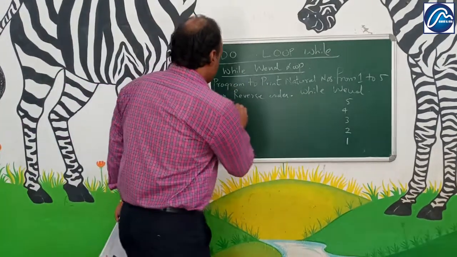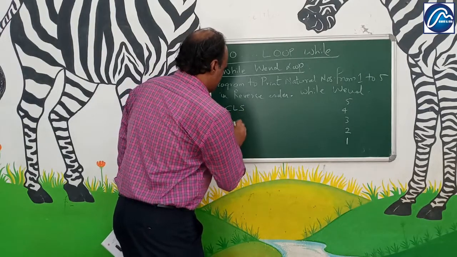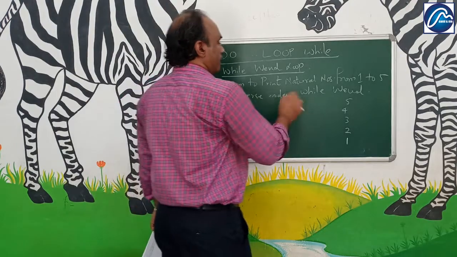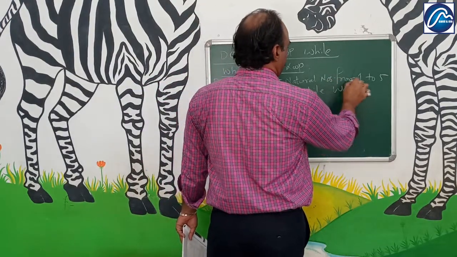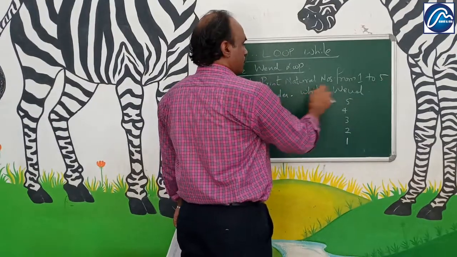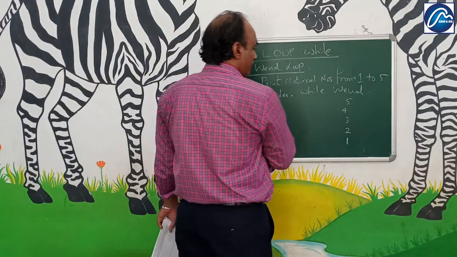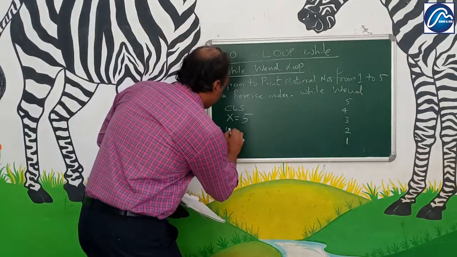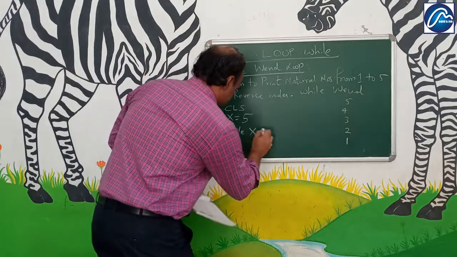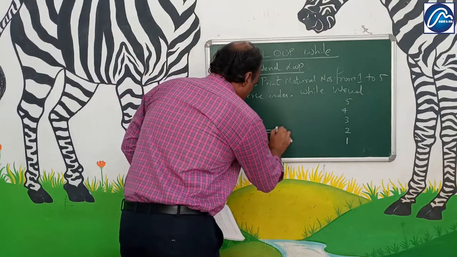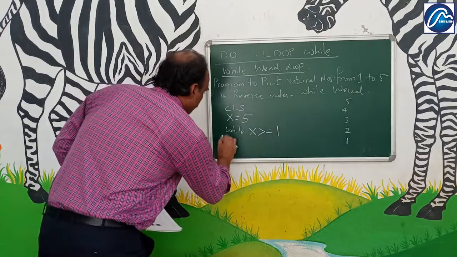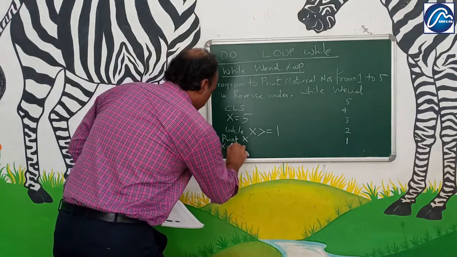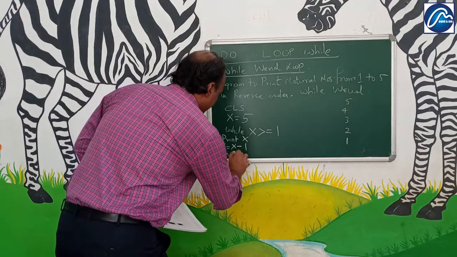First will be CLS. Whenever you start a program, start with CLS. X is equal to 5. Why am I giving the value 5? Because if I was told to print the natural numbers from 1 to 5 in the same order, then x would have taken the value 1. But here it is in reverse order, so x has to take the value 5. While x greater than or equal to 1, print x, x equal to x minus 1, and wend.